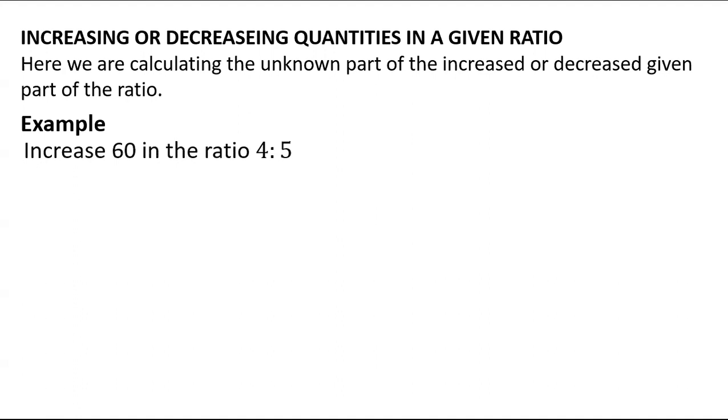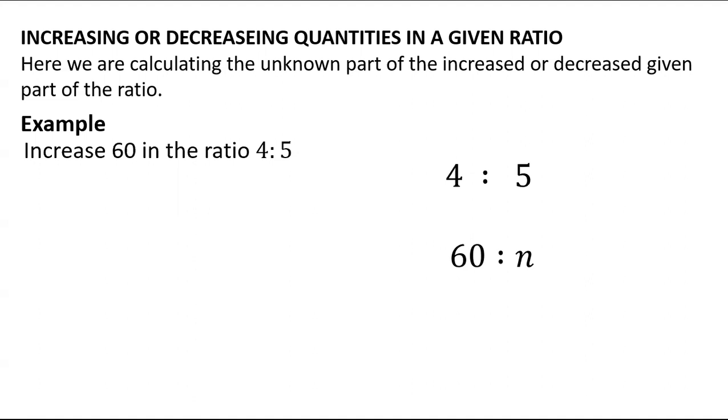You will start first by writing the ratio of 4:5. Now that 60 will be on the smaller side because we need to increase it to the higher part, and the second part is actually the higher part because 5 is bigger than 4. So 60 will be on the 4 side, which is the smaller side. We need to find the fifth part of 60.